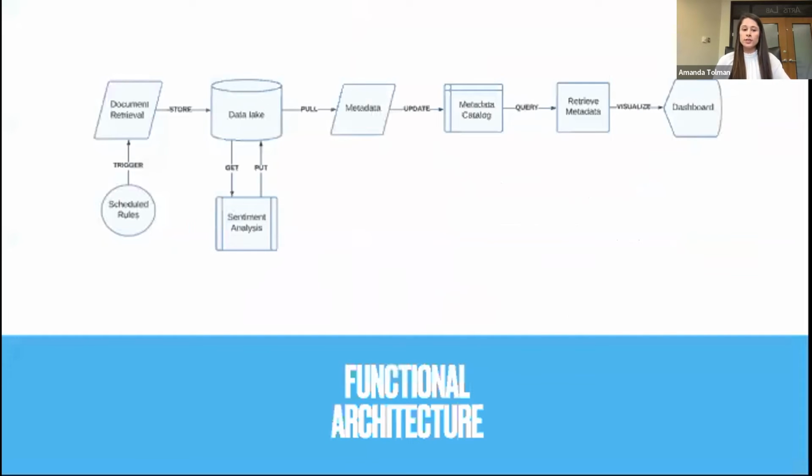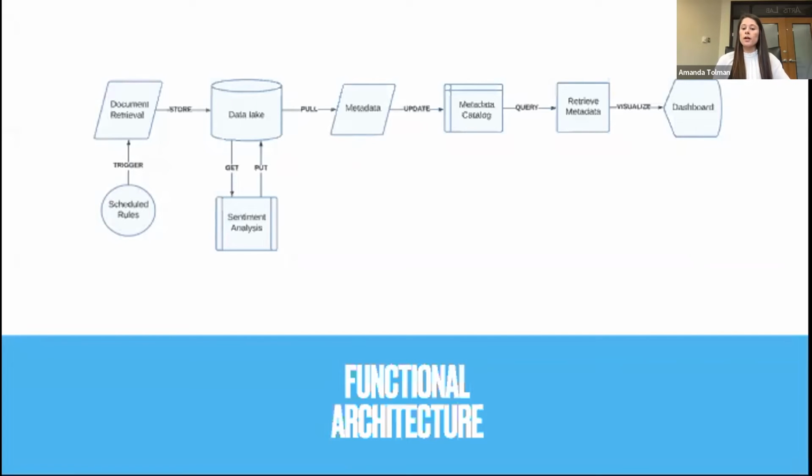The pipeline retrieves documents from multiple sources at a regular interval and stores documents in a data lake. Sentiment analysis scores and classifies each document to measure the author's attitude towards a particular subject. Sentiment is usually classified into three categories: positive, negative, and neutral.